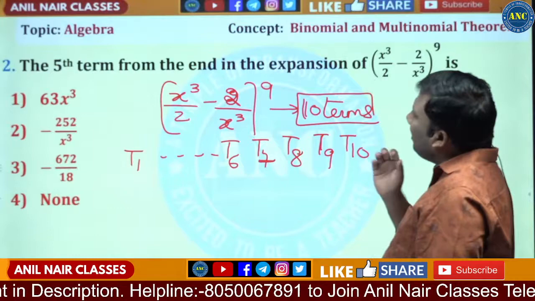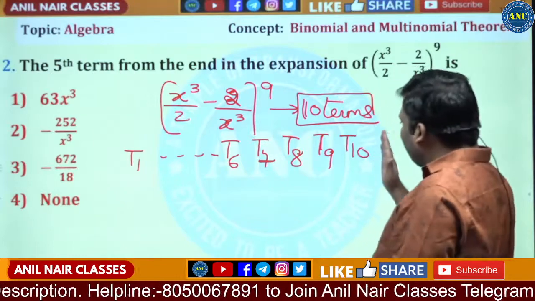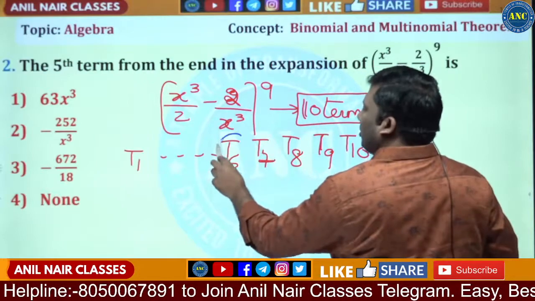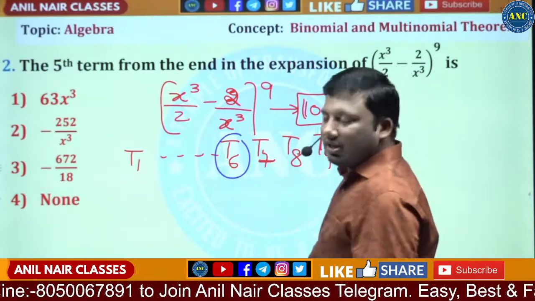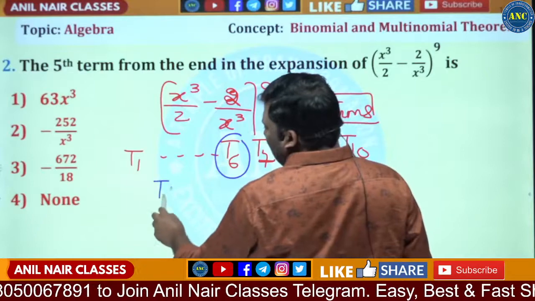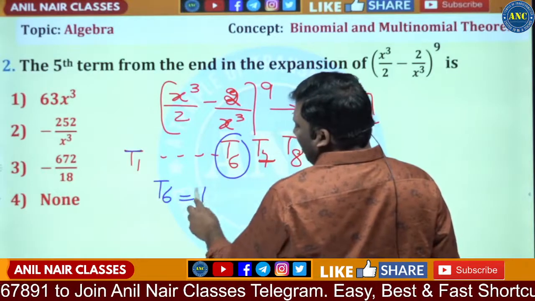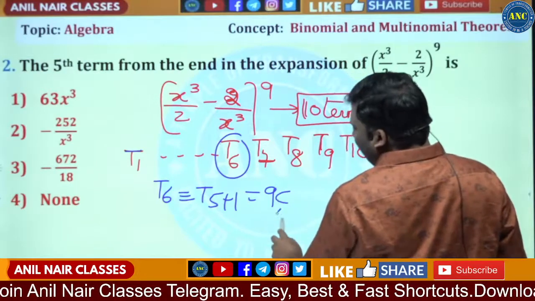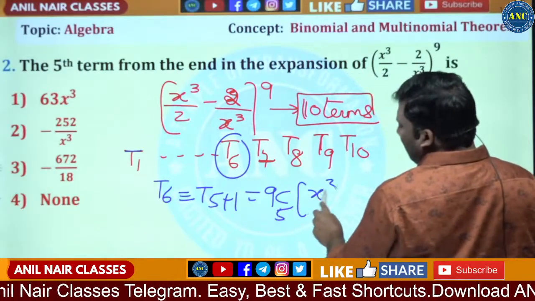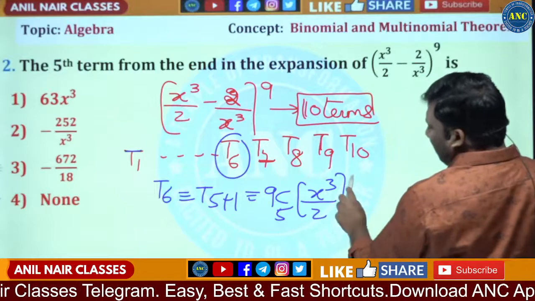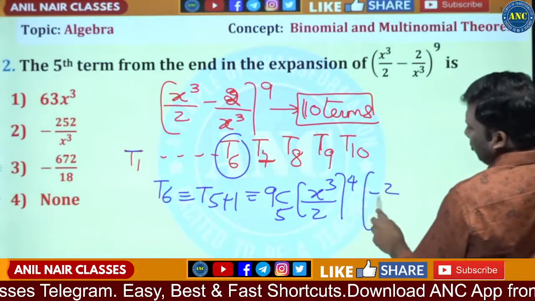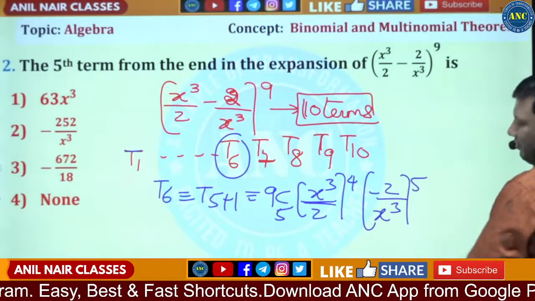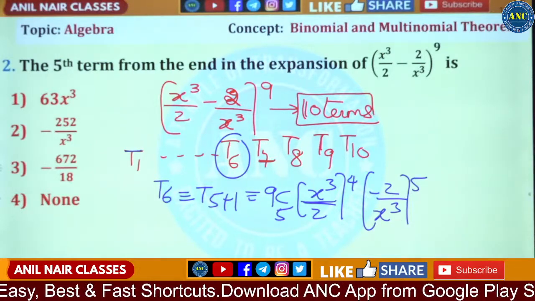What do we require? The fifth term from the end. First term, second term, third term, fourth term, fifth term. So this is the fifth term. Which term do we require? T6. T6 is given by T5 plus 1. So this will be 9C5 (x cube by 2) power 9 minus 5, which is 4, and (minus 2 by x cube) power 5. So this will be the answer for this question.